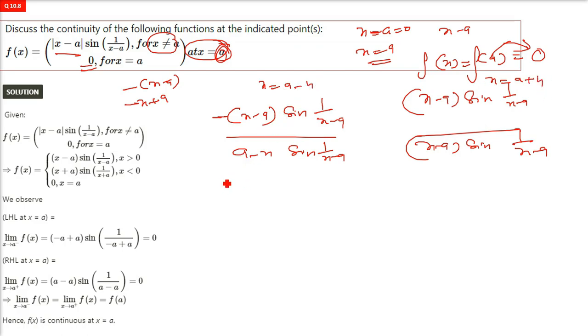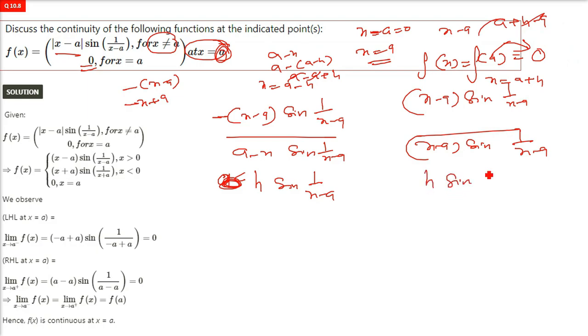So I am putting x as a minus h here. A minus x, so I am just writing it here: a minus h, a minus a plus h. A gets cancelled, you get only h. So h here, h sine 1 by... I'm not writing x as a minus h, just you'll see. You have to write x as a minus h in the actual solution. And on the right hand side, x minus a, I'm putting x as a plus h. So again it will be h sine 1 by x minus a.